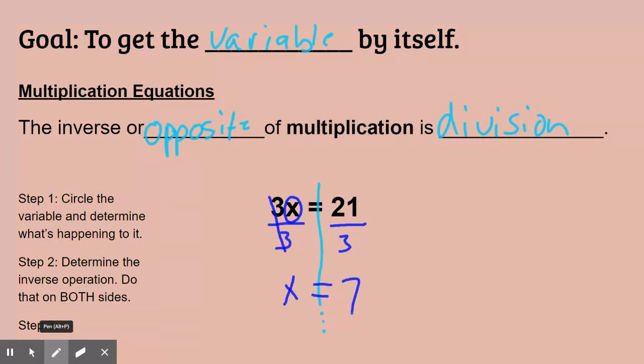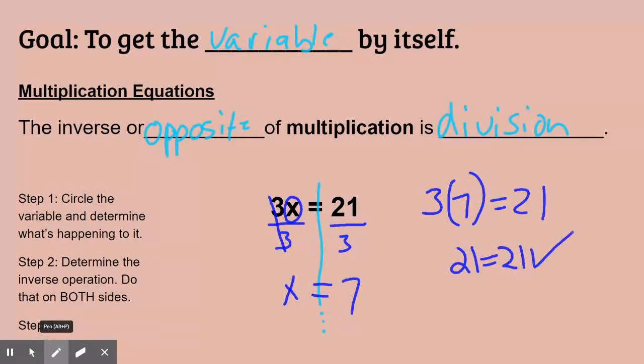So now I can move on to step 3, and let's check it. So I have 3 times 7 equals 21. 3 times 7 is 21, and it does equal 21. It's a true statement, so x equals 7 was correct.